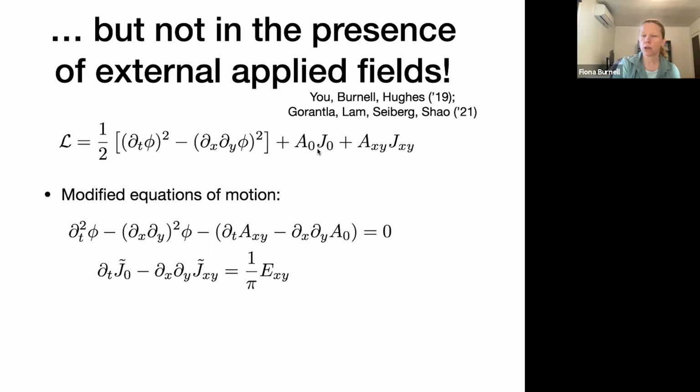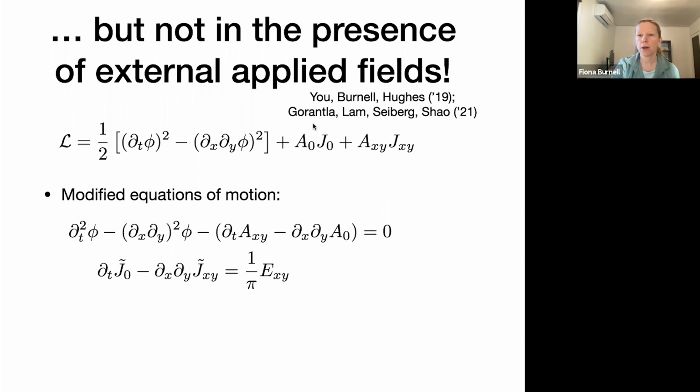So in more detail, because of this subsystem symmetry, the kind of external field that this current naturally couples to is not the familiar vector gauge field that you're used to, but a symmetric tensor gauge field in 2 dimensions. And so it couples to the current in this way, with A0 times J0 and AXY times JXY, okay?